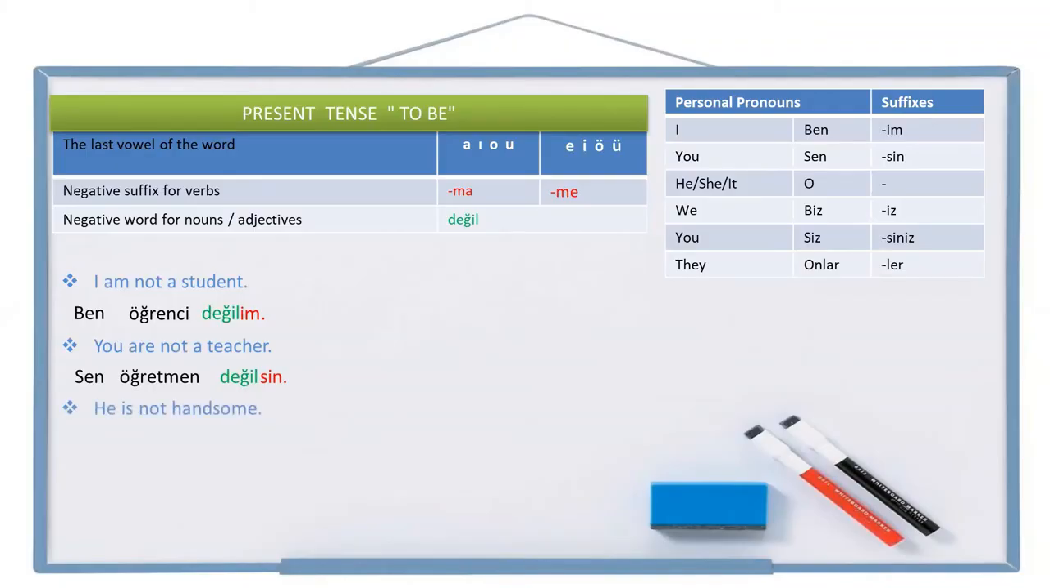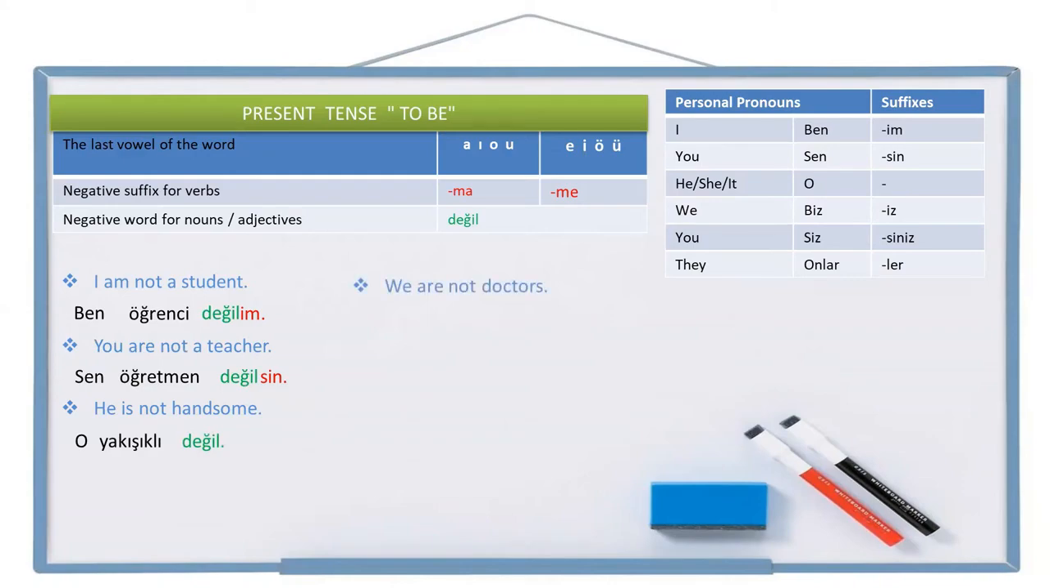He is not handsome. Student and teacher were nouns. Handsome is an adjective, but the rule is the same. Person pronoun he, o, handsome, yakışıklı, not handsome, yakışıklı değil, and the person pronoun suffix none, so the sentence is o yakışıklı değil. He is not handsome. One more example.